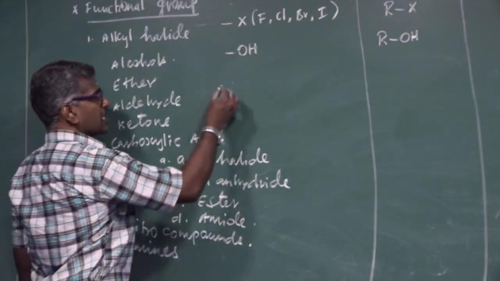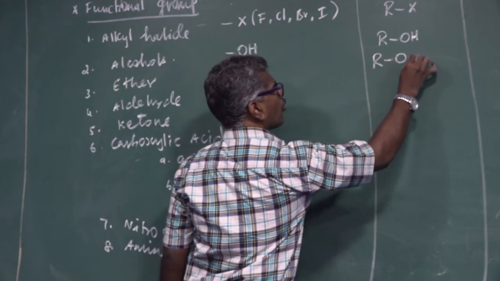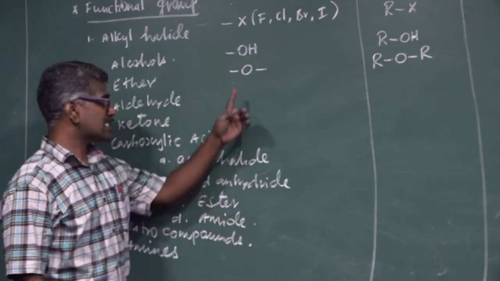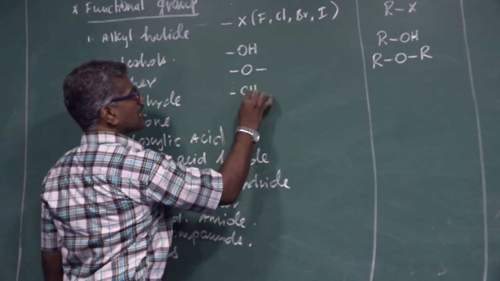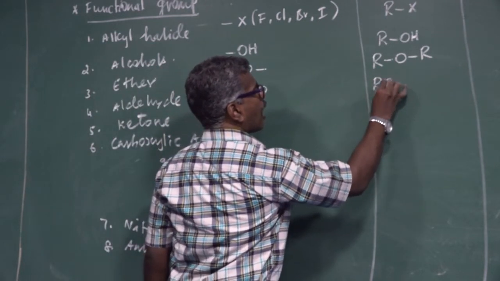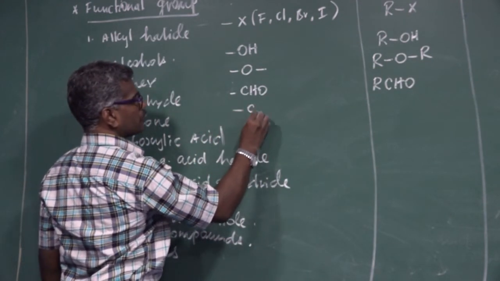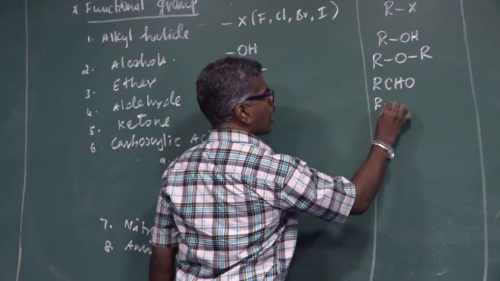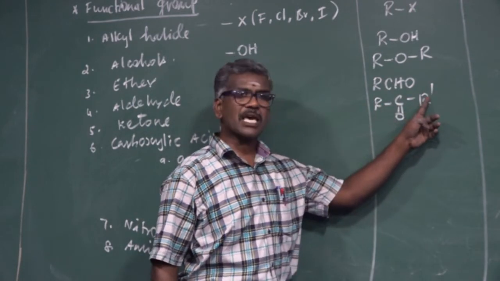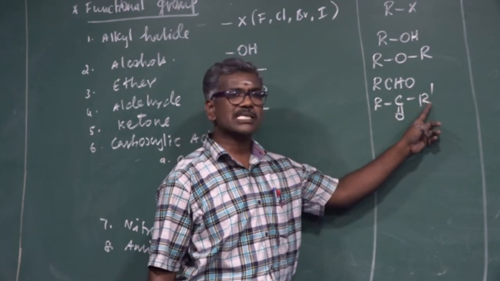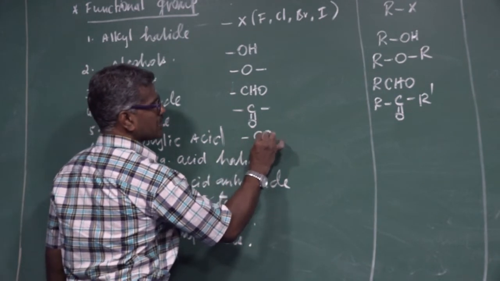Another one is ether. Ether functional group is O. R-O-R'. This is the general formula. Another one is aldehyde, functional group CHO, general formula RCHO. Ketone functional group CO, general formula RCOR'. If the two alkyl groups are the same, it is a simple ketone; if different, it is a mixed ketone. Another one is carboxylic acid, functional group COOH.